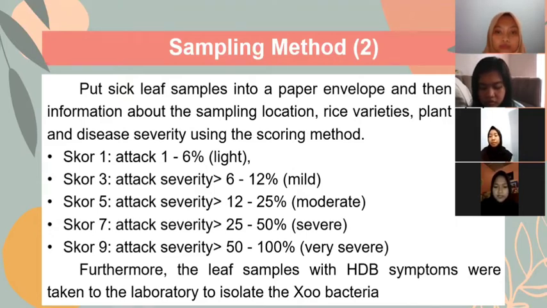Score 5, attack severity 12 until 25%. This is moderate. Score 7, attack severity 25 until 50%. This is severe. And score 9, attack severity 50 until 100%. This is very severe. Furthermore, the leaf samples with HDB symptoms were taken to the laboratory to isolate the Xoo bacteria. Next.